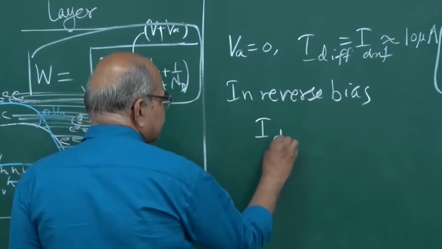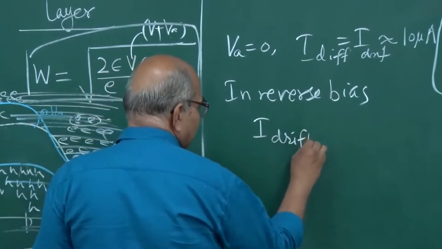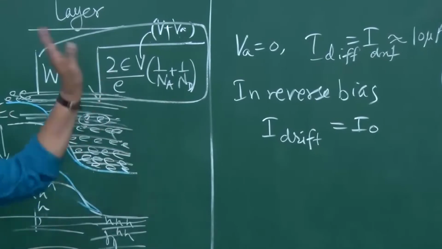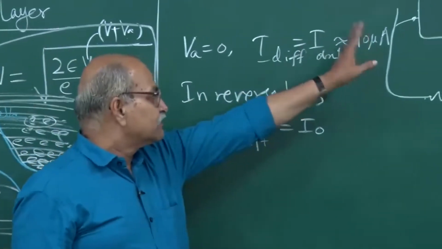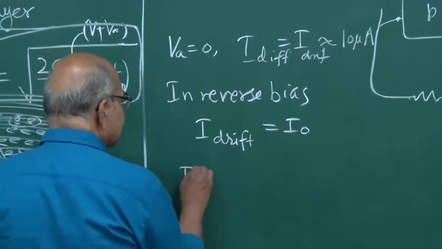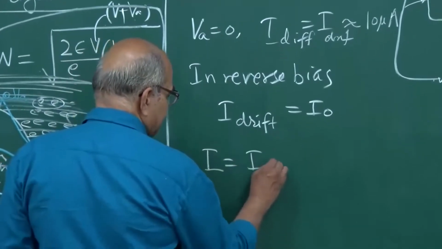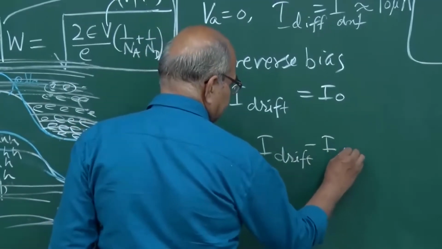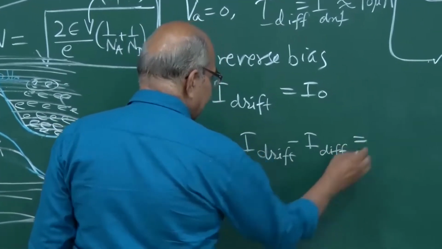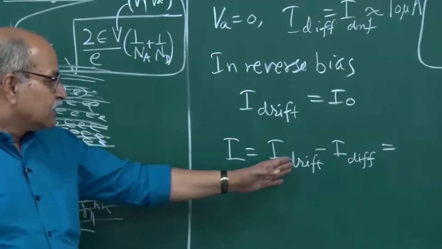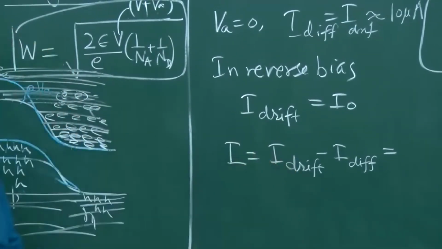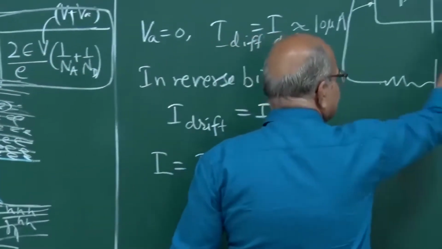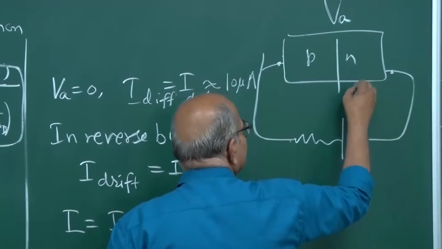This I drift is almost the same, it doesn't change. But the diffusion current goes down. Already it was this, but it goes down, and therefore this net current, which is now I drift minus I diffusion, will be in the direction of that drift. So your current is in this direction. That's the expected direction from the cell also, N to P.